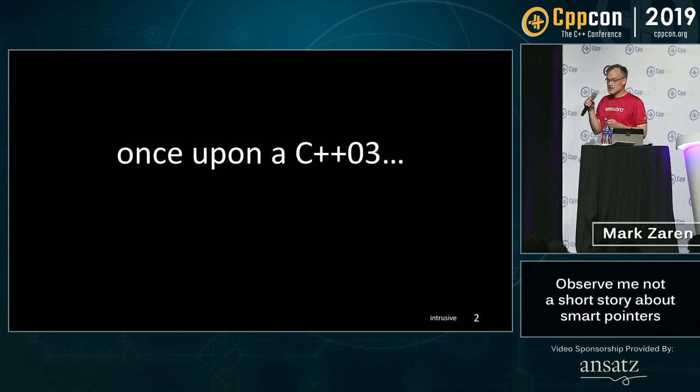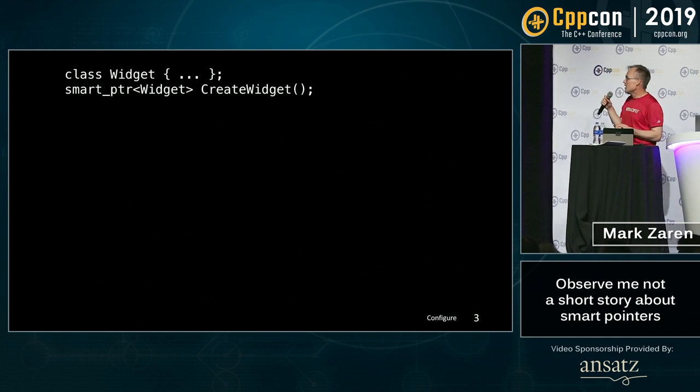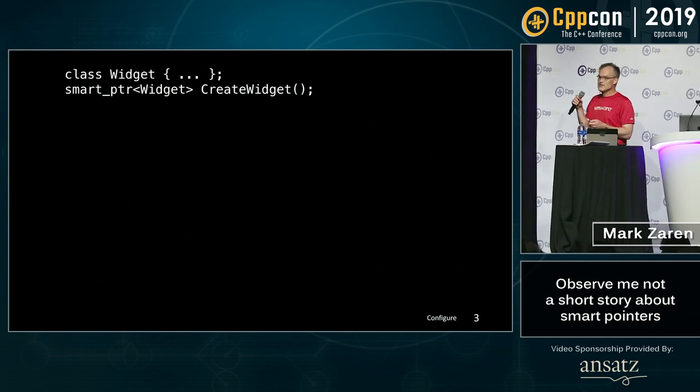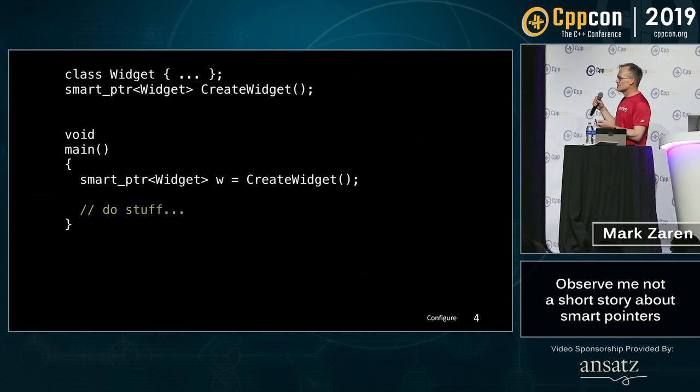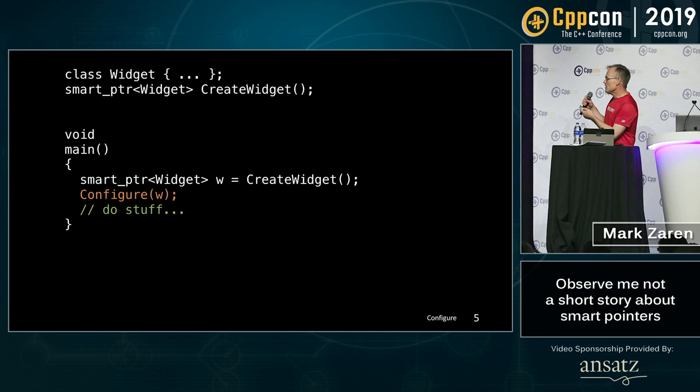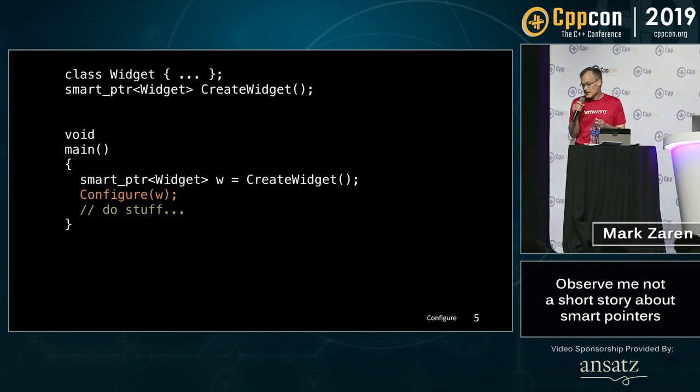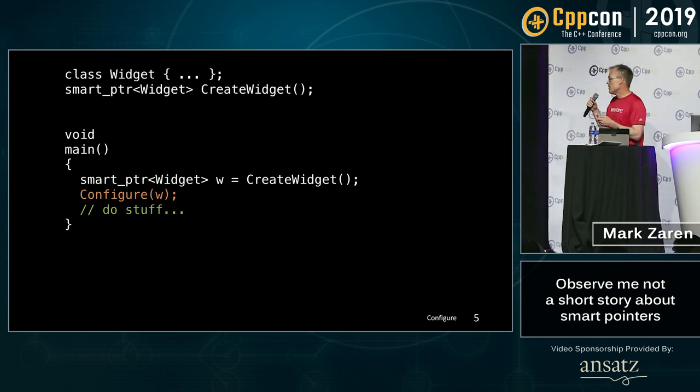So once upon a C++03, we were doing object-oriented programming with widgets and factories of widgets returning smart pointers. And we had programs that did things with widgets. And one thing we might want to do with a widget is configure it. And the question that I want to discuss tonight is, what is the signature of configure?